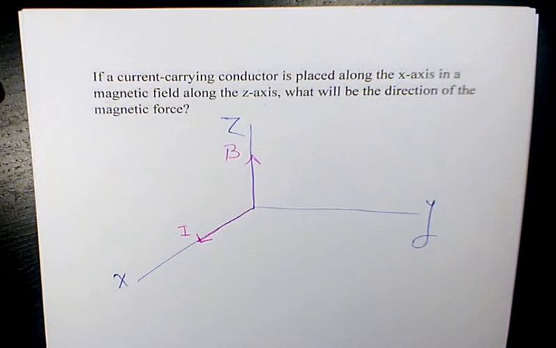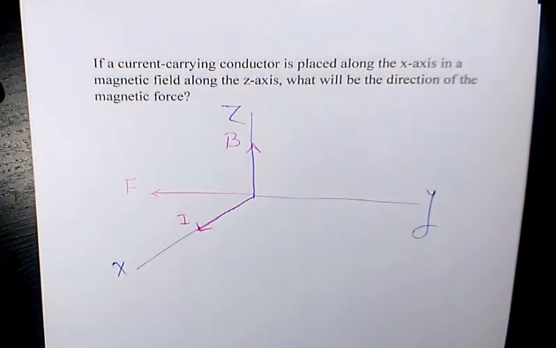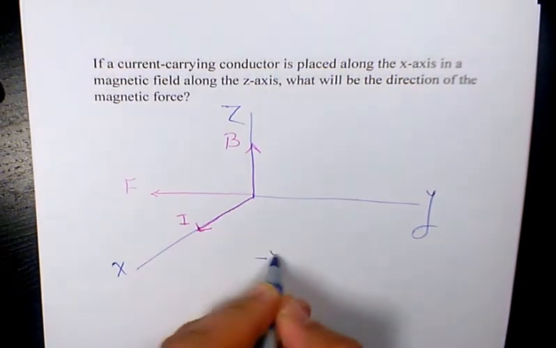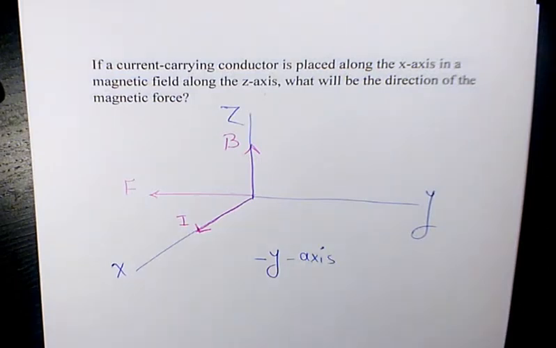Thumb is going toward I, four fingers toward up. So it means that the palm is showing this way. So the force is going to be on the negative y-axis. Toward the negative side of the y-axis is going to be the magnetic force direction.